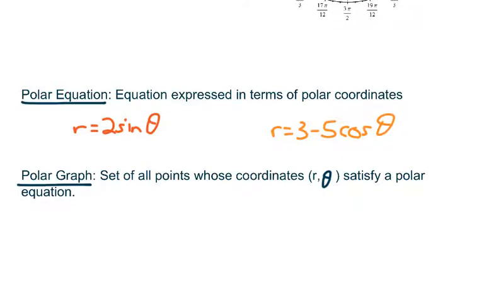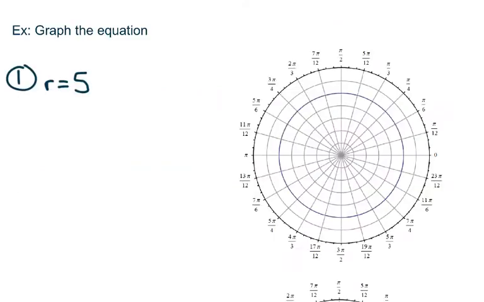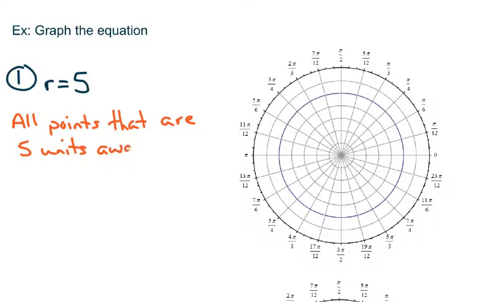Like I said, we're going to look at the real basic ones here in section 9.1, and we'll look at the more advanced ones in section 9.2. So let's try a couple here. Graph the equation r equals 5. So this one doesn't say anything about our theta, our angle. So what this really says is it's all points that are 5 units away from the pole, or the pole again is the center or the origin.